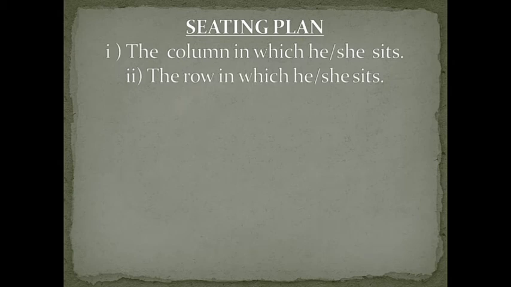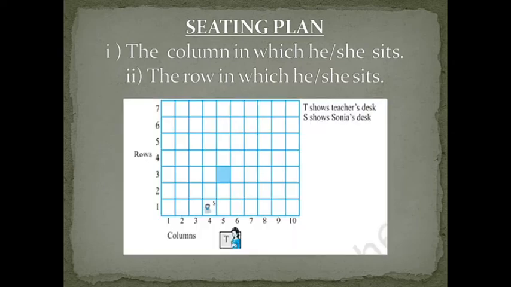Next, the sitting plan. The column in which he or she sits, and the row in which he or she sits. Here we are going to perform an activity of a sitting plan. For that we will draw a table with a number of rows and columns. Here you can notice that the number of rows are 1, 2, 3, 4, 5, 6 and 7, and the number of columns are 1, 2, 3, 4, 5, 6, 7, 8, 9 and 10.